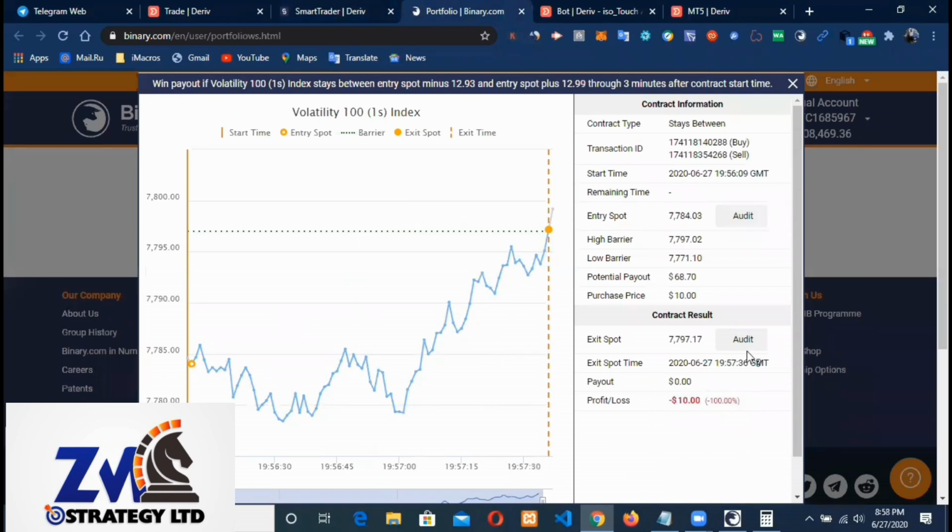Even though the exact time has not expired, we lost the trade because, during the contract period, the market has already moved and touched either of the barriers, either the up barrier or the low barrier. That's why we end up at a loss.